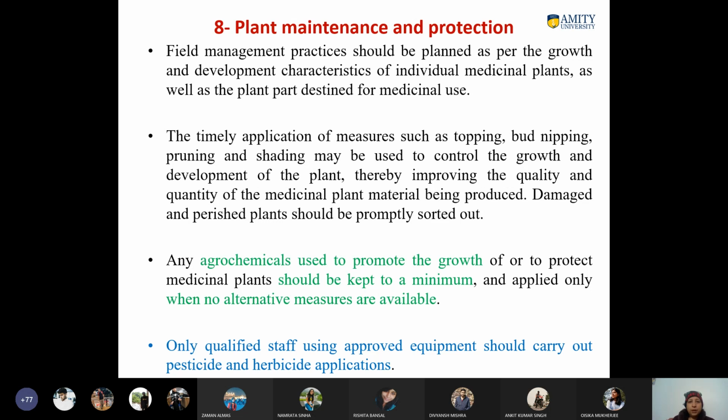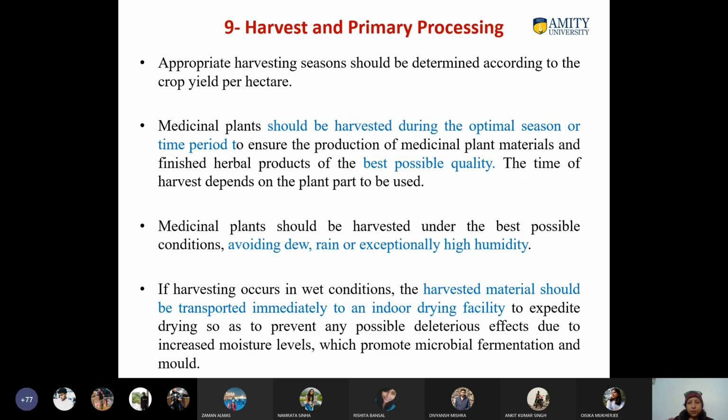Then comes the next point, that is regarding the harvesting and the primary processing. Okay, just continue, Osika. Read this also.